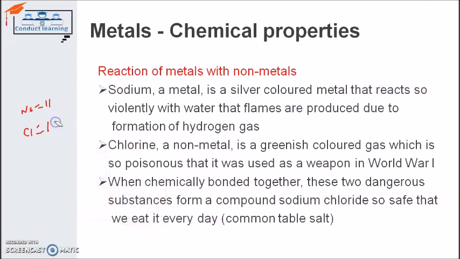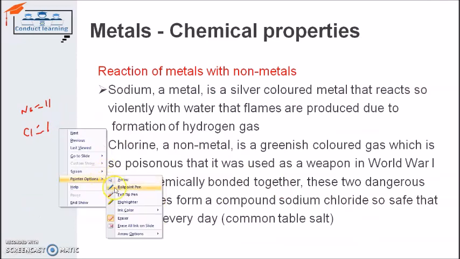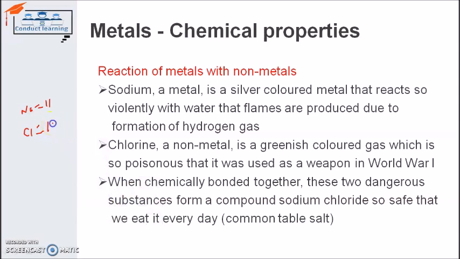So first of all, we will write down their electron configuration. For sodium, K, L and M shells are there, which are filled with 2, 8 and 1 electron. For chlorine, it has K, L and M, and they are filled with 2, 8 and 7 electrons.